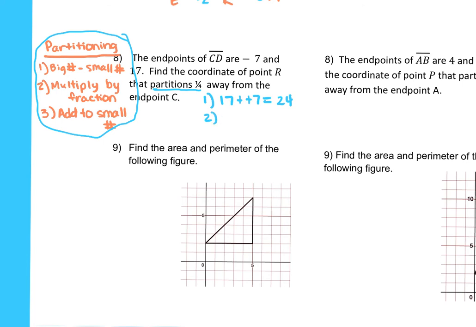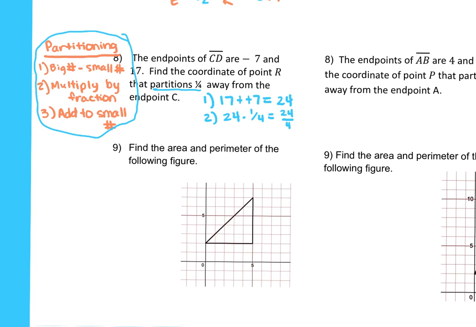And then step 2 is to multiply that number that we just got by our partitioning fraction, which in this case is 1/4. So in this case, you can multiply the whole number times the top of your fraction. So 24 times 1 is 24. And then we put that back over the denominator.